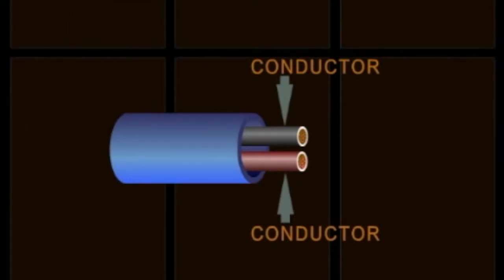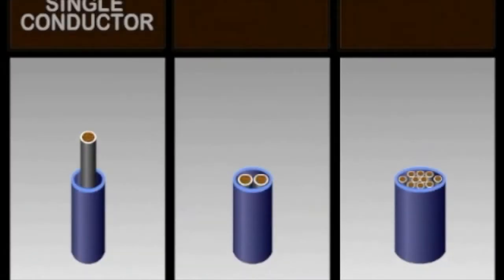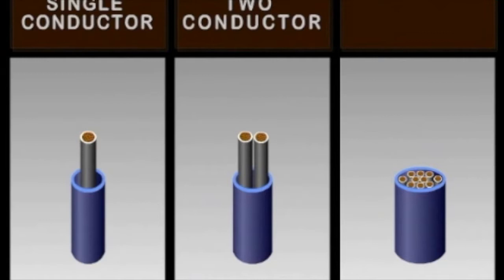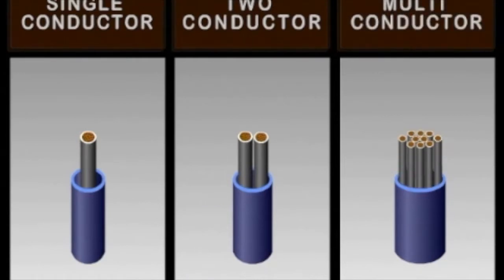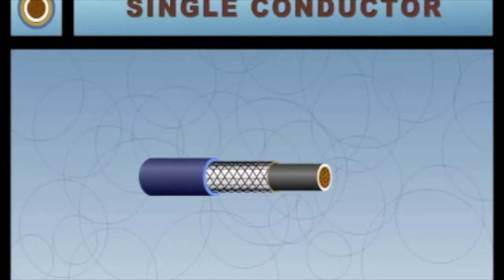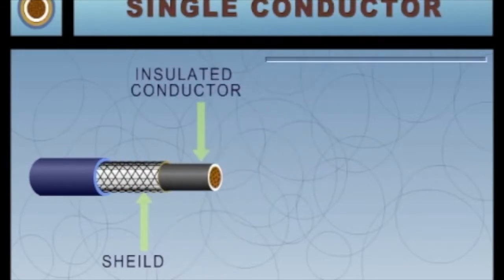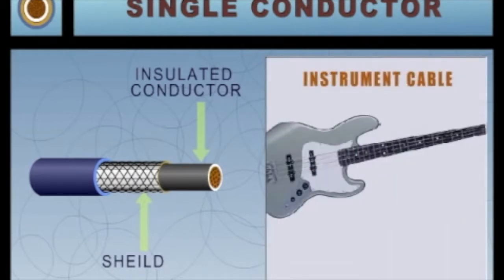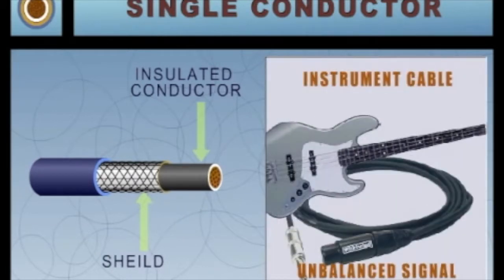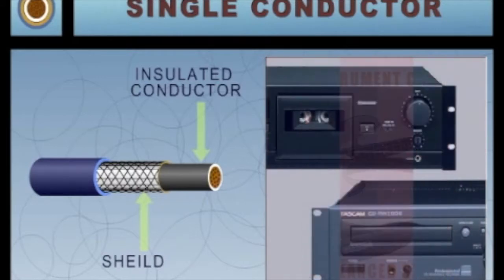Audio cables vary by the numbers of conductors. The most common cables include single conductor, two conductor, and multi-conductor. Single conductor cables include an insulated center conductor and a shield. These are typically used as instrument cables and unbalanced signal cables used with CD and tape decks.